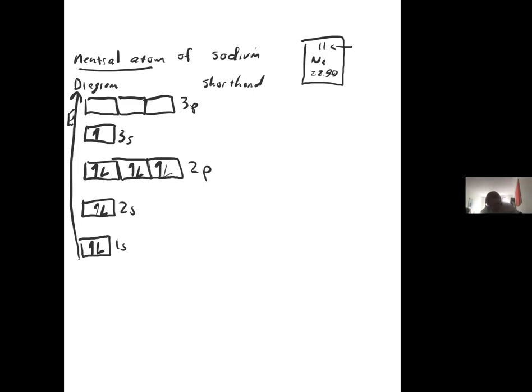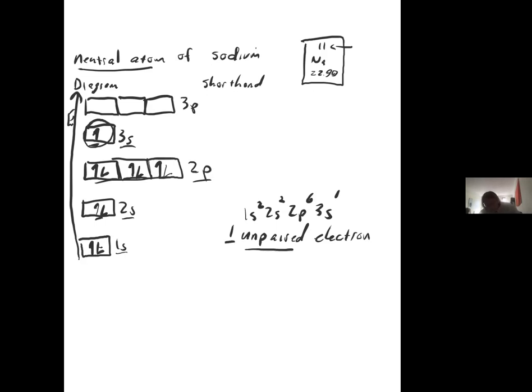So how would we write this as a shorthand? You just write the ones that have electrons in them: 1s, 2s, 2p, 3s, and then you write the number of electrons in that subshell as a superscript. 2, 2, 6. You're going to see those numbers a lot. And then there's only one there. And we would say that there's one unpaired electron. There's only one electron that doesn't have a partner. It's unpaired.